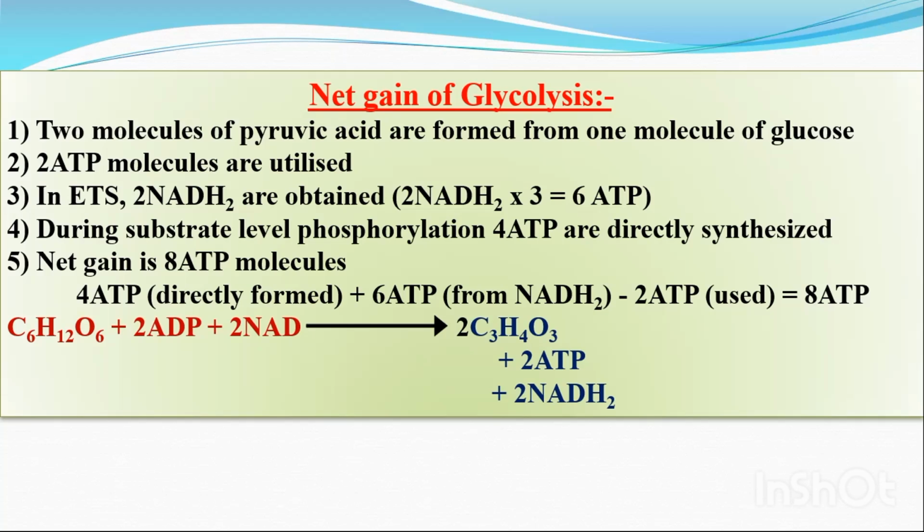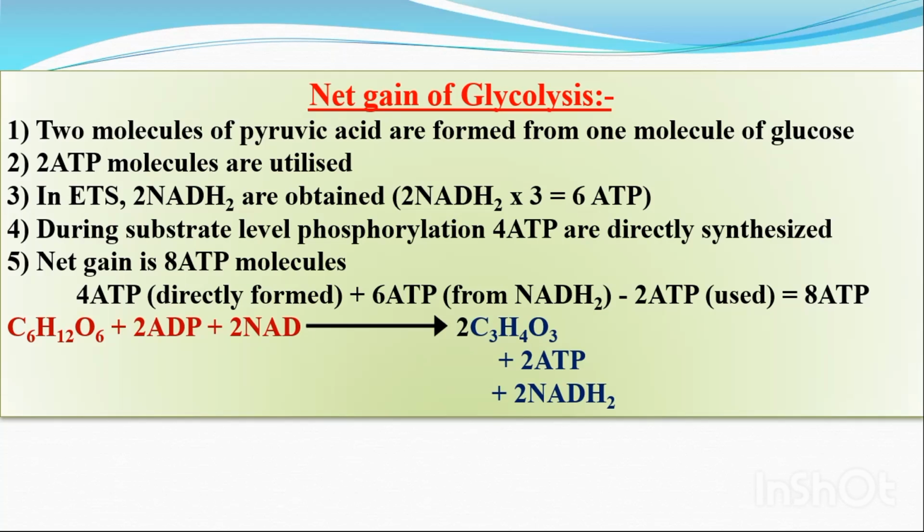Secondly, only 2 ATP are utilized, and what are those 2 ATPs utilized for? For phosphorylation of glucose to glucose 6 phosphate and fructose 6 phosphate to fructose 1,6 diphosphate. There 2 ATP molecules are utilized, and 2 NADPH2 are produced. During ETS, towards the end of the chapter, we will see that from 1 NADPH2, 3 ATPs are produced. So here in glycolysis, 2 NADPH2 means 6 ATP molecules will be produced.